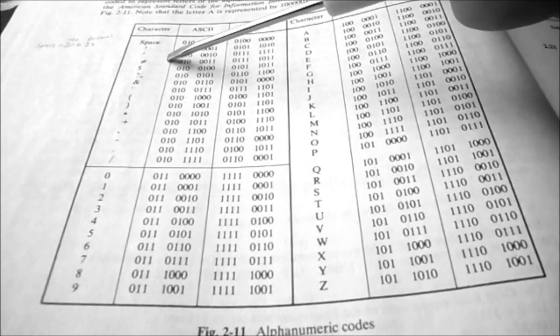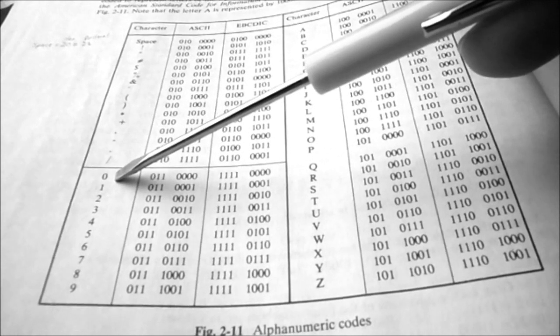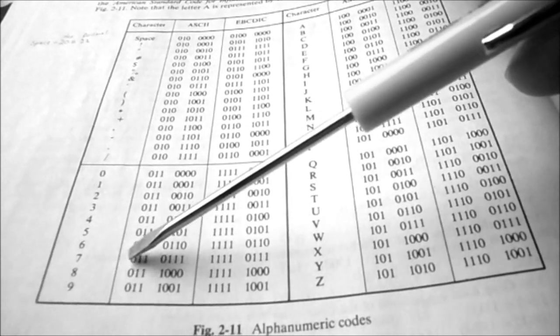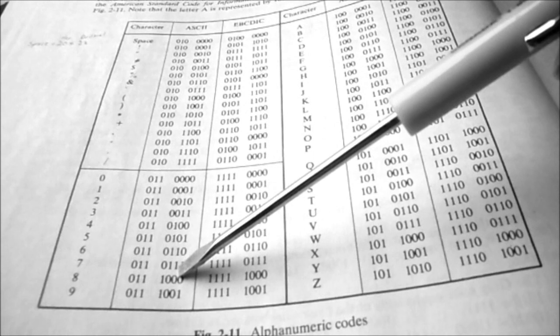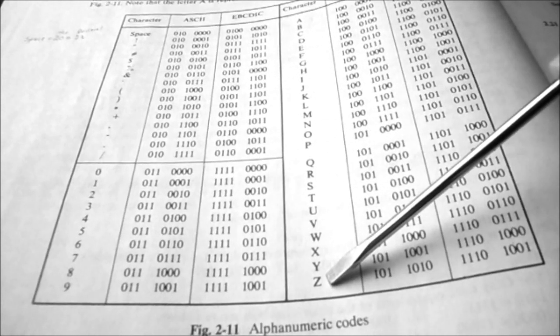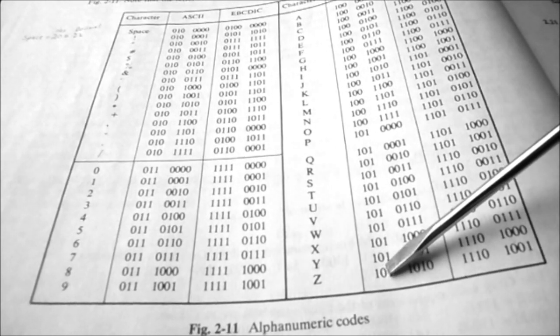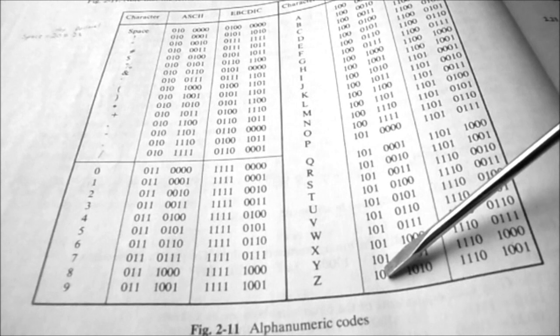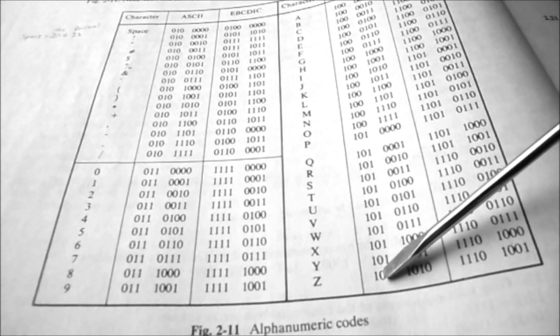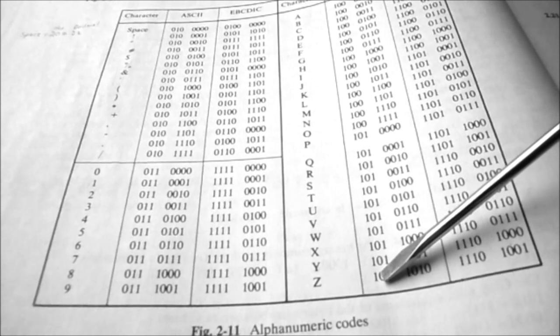So you can see every key that you would see on your keyboard, even the numbers 0 through 9, have an ASCII code associated with them. The characters A through Z, these are the capital letters A through Z, have a code associated with them. The lowercase a through z would have a totally different code, and it's not shown in this table in your textbook.